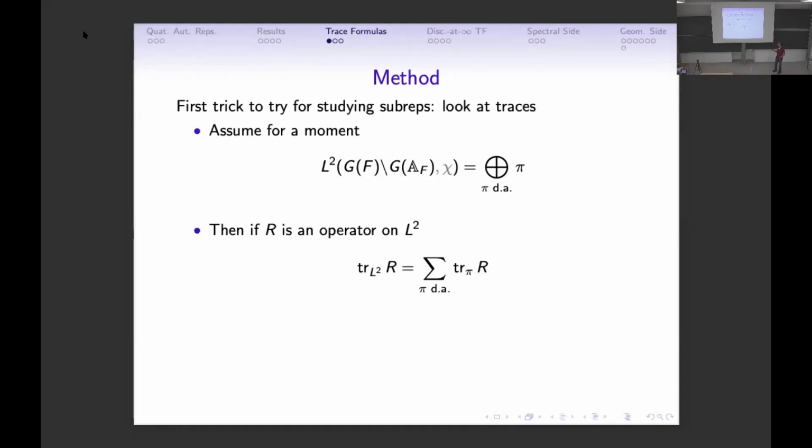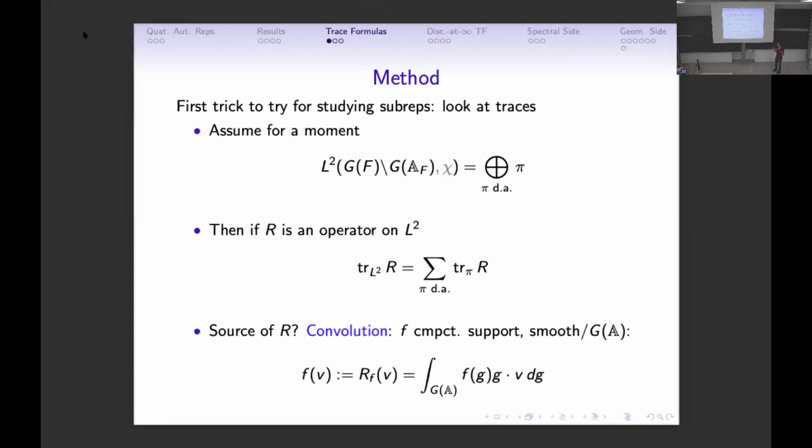And we know that the trace against the entire L2 space is going to be the sum against the components of the trace against each of those components. So where do we get these operators? Well, there's a good source of them by looking at convolution operators. If we pick some nice enough function f on G of the adeles, then we can define this average translation operator R. And by picking clever f's, we're going to get a wide variety of different R's. And by choosing the right R, we might be able to probe lots of different information about which exact automorphic representations exist and which don't. So that's our general strategy.